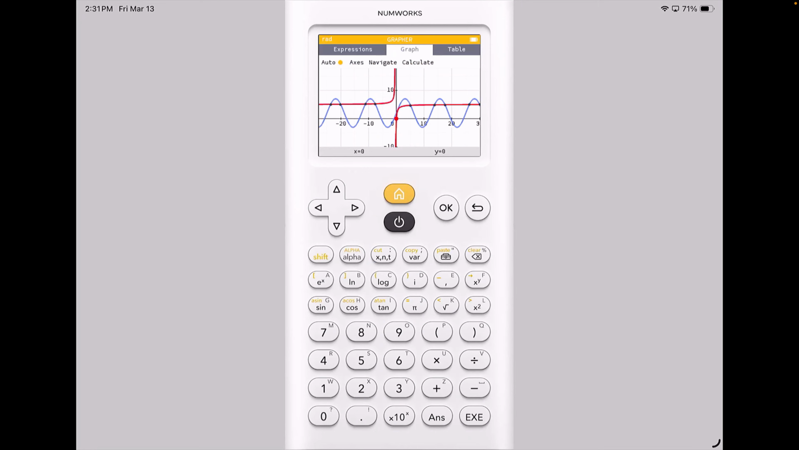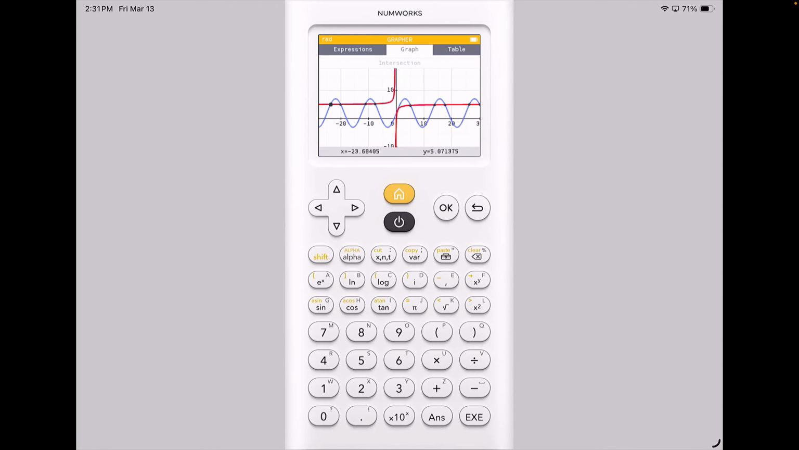So here we go. You're going to go to where it says calculate. I want to calculate intersections. So you go up to calculate, and you're going to say, which one do you want? Pick any one. Pick any of them. And then you're going to go down to find. I want you to find the point of intersection.